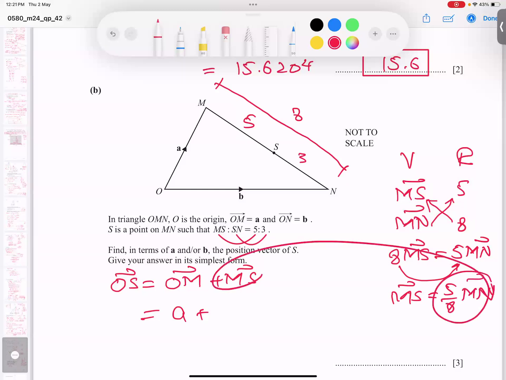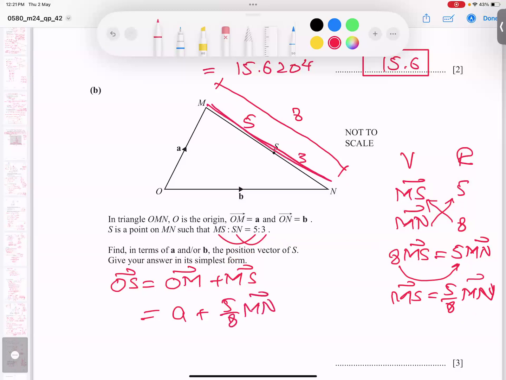So this value, I'm copying it here. So 5 by 8 times 2 MN. Now MN. How to get this vector MN, students? M to O, O to N. Okay, I'm writing here MN vector is M to O, O to N.